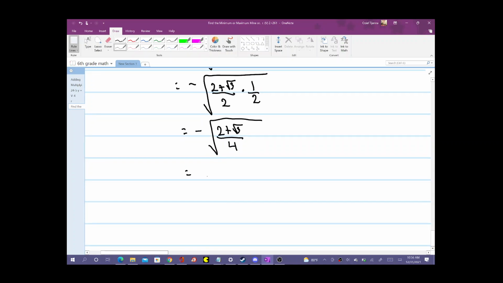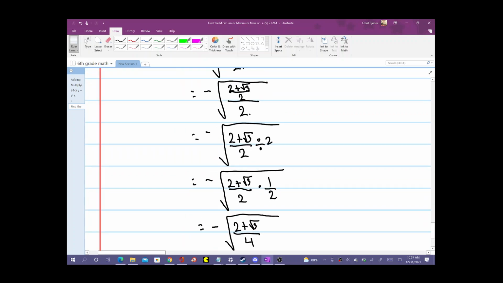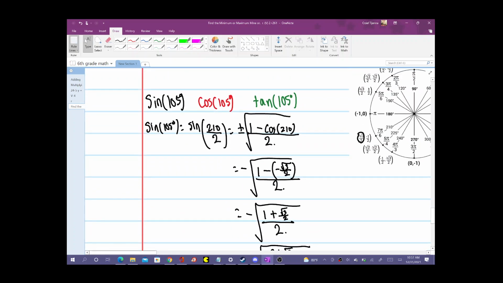This then becomes negative the square root of 2 plus the square root of 3 over the square root of 4, which then becomes negative the square root of 2 plus the square root of 3 over 2. This is what sine of theta over 2 is.